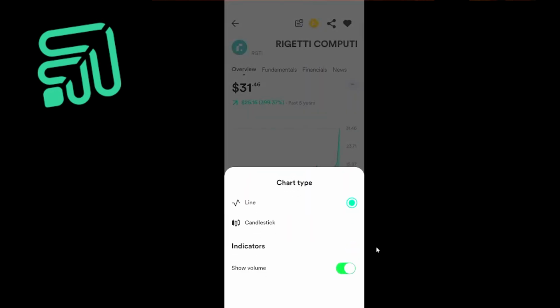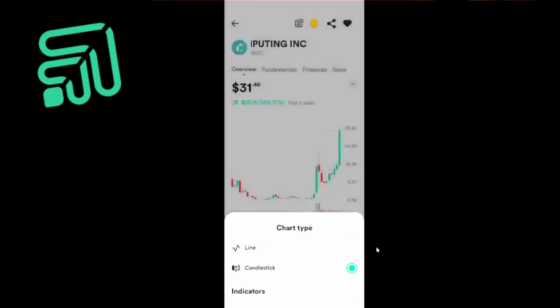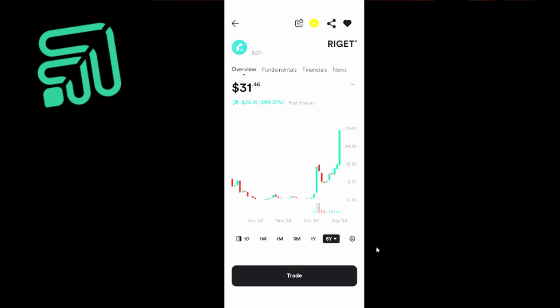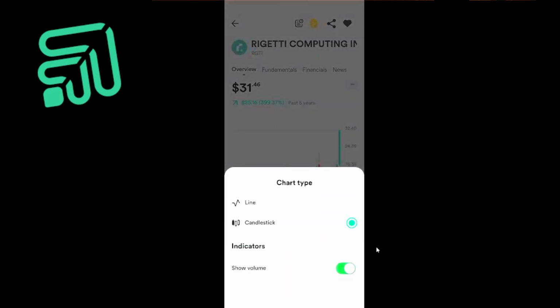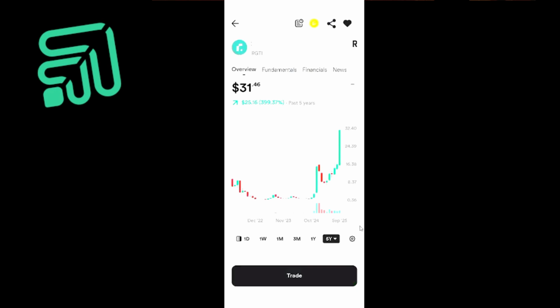And then you have also set up. So right now we're in the line. So you could also see it in candlestick if you know how to read candlesticks. Basically, the green candlesticks means people are buying, and red candlesticks means people are selling. And you go back to the setup. You could remove the volume. The volume is this one.